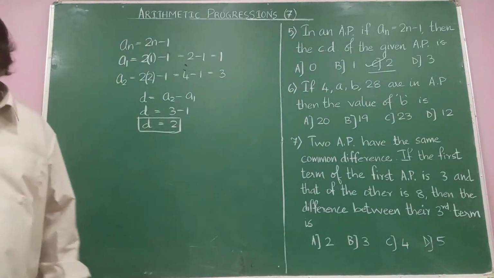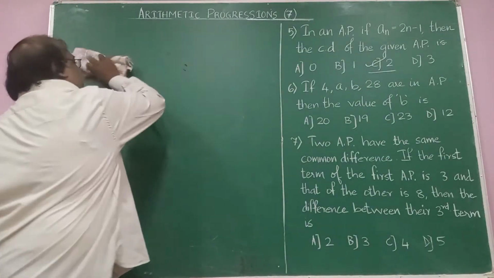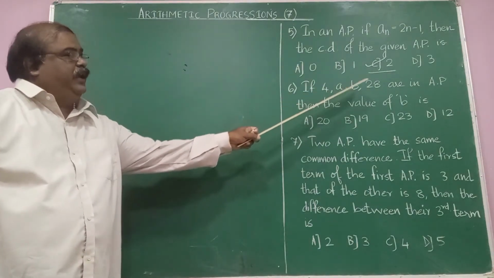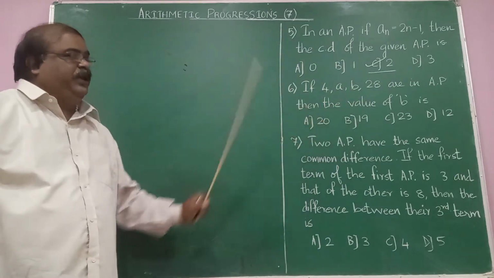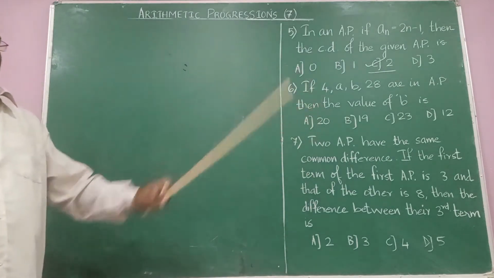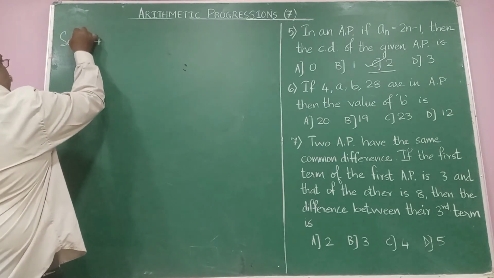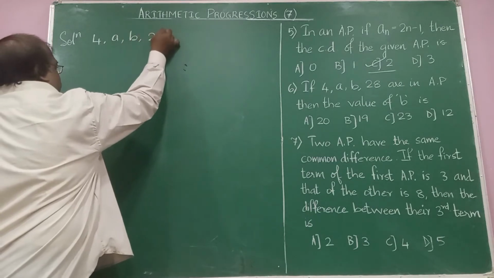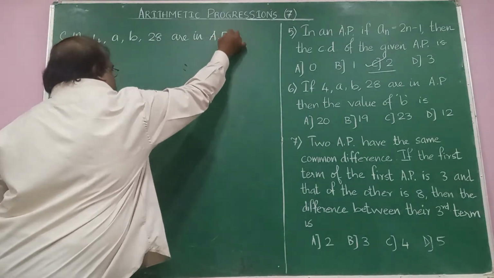Let's go to the next sum. That is question number 6. What is given in question number 6? If 4, a, b, 28 are in arithmetic progression, then the value of b is 20, 19, 23 or 12. What is given to you in the question? That 4, comma a, comma b, comma 28 are in arithmetic progression.